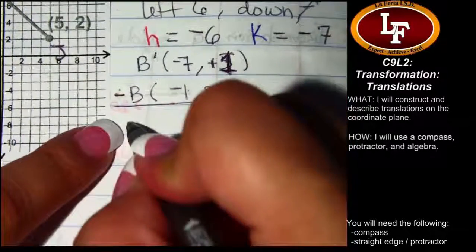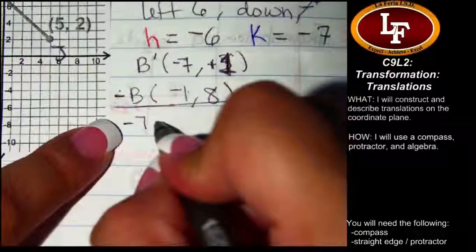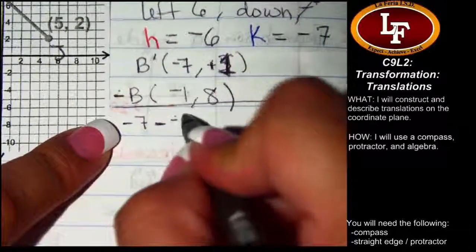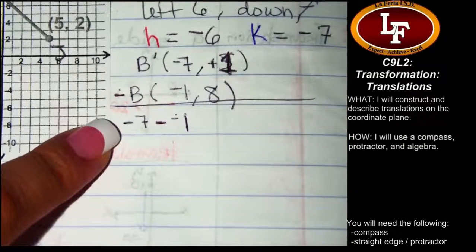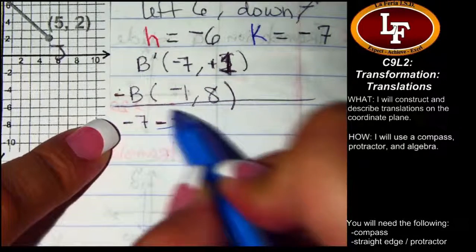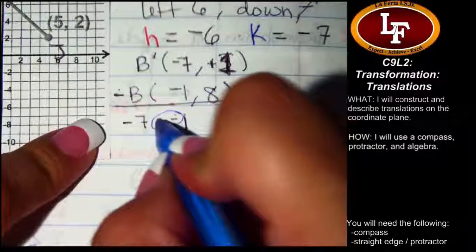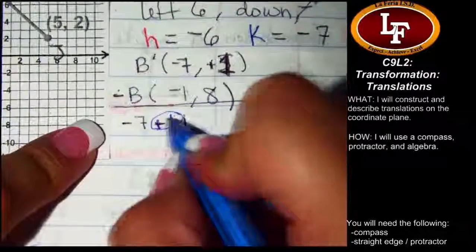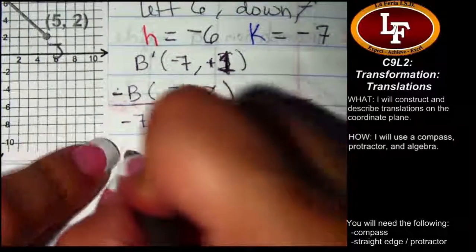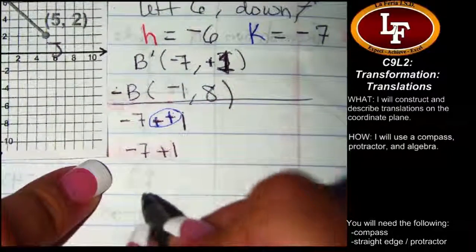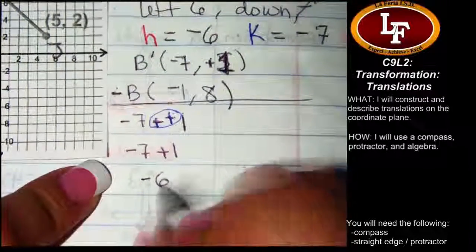Here on our x, we're going to end up with -7 minus -1. We have a double negative here. How do I handle a double negative? Turn it to positive. So I have -7 plus 1. What's -7 plus 1? It's -6. You're right.